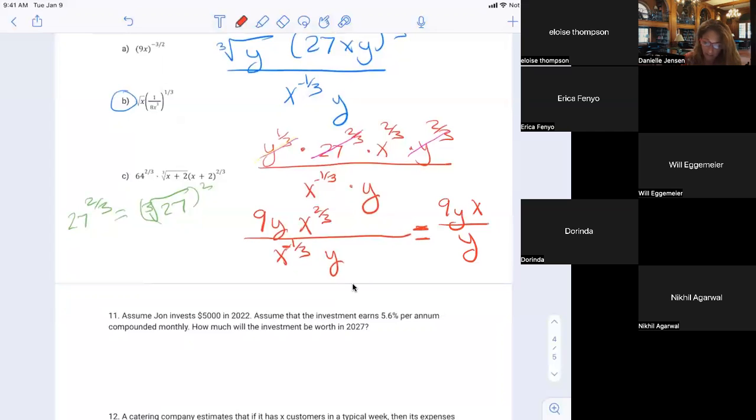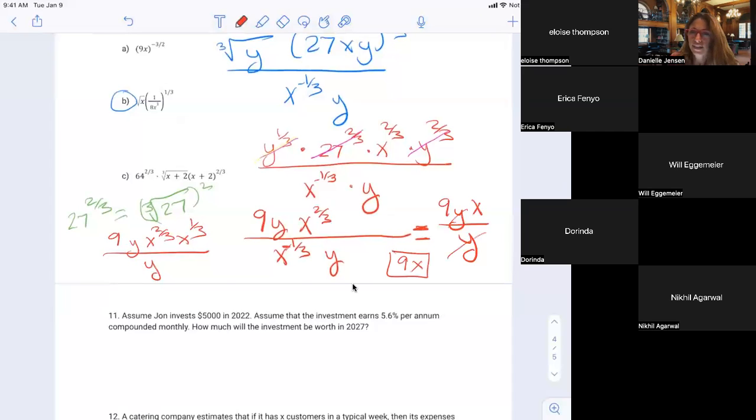Another way to think about it, say you don't want to deal with negative exponents and don't want to deal with division, you could just have brought up the x to the negative 1/3 and make it x to the 1/3 in the numerator. And then you just add the exponents. All right, so in this case, I've got 9yx over y. Last thing I can do is what? Cancel out the y's, right? So it just ends up being 9x.